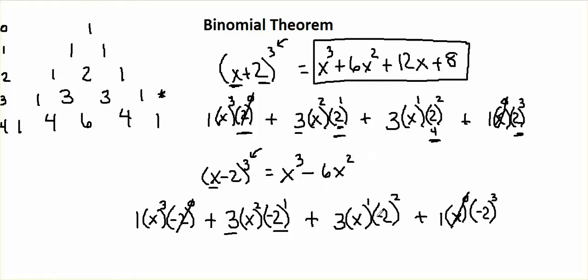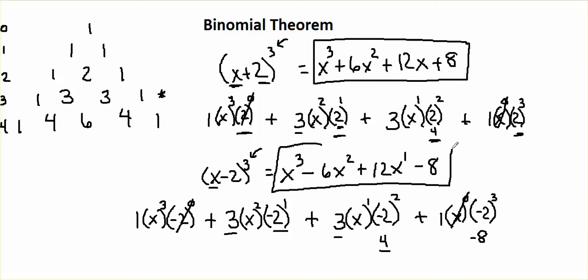Now what happens when we say negative 2 times negative 2? Well, that is a positive 4. So we multiply positive 4 and positive 3, which gives us a positive 12 times x to the first power. And then we have negative 2 cubed. Negative 2 times negative 2 times negative 2 is going to be a negative 8. Negative 8 times 1 is a negative 8. So if you cubed x minus 2, you would get this polynomial right here.